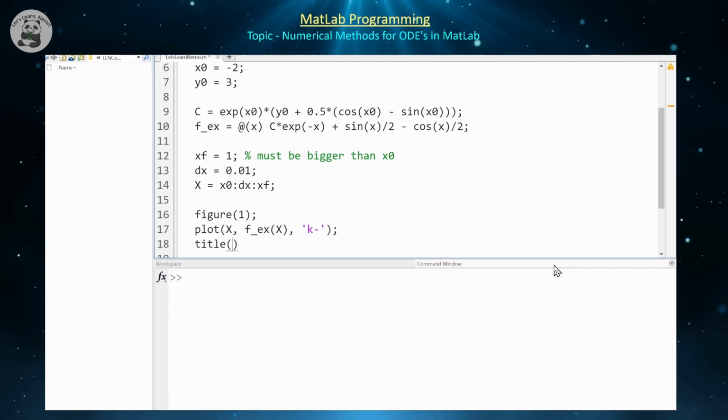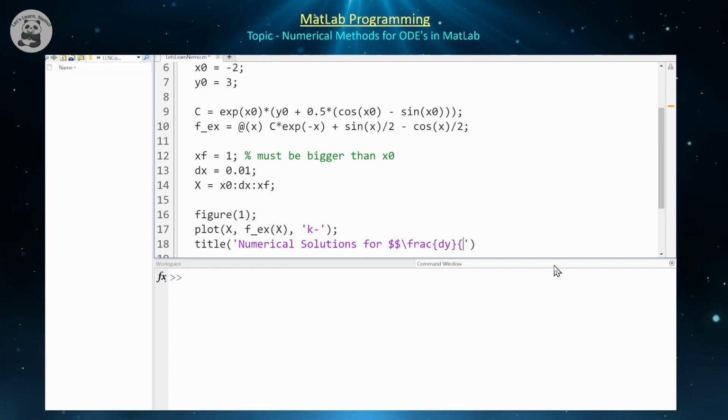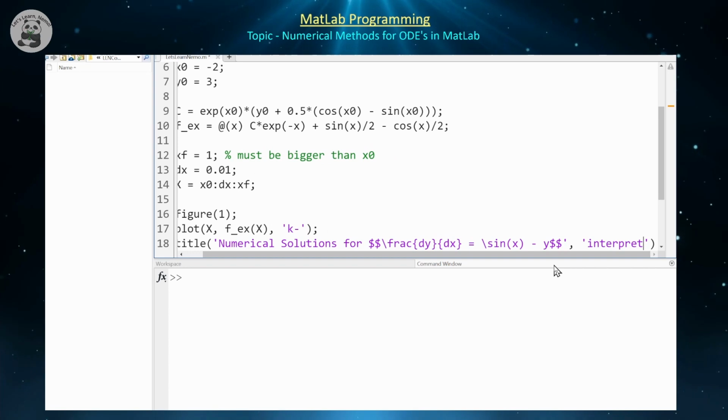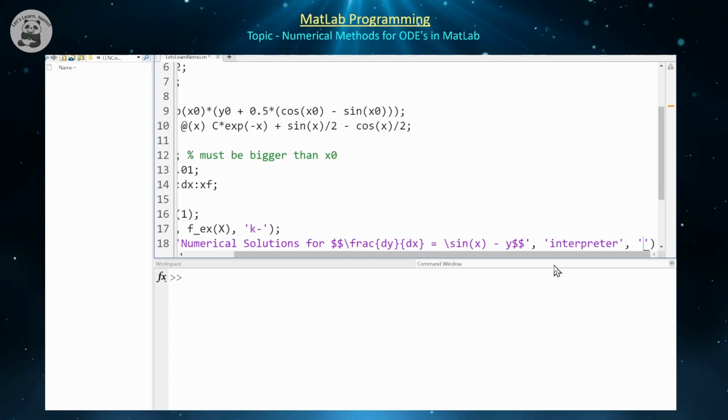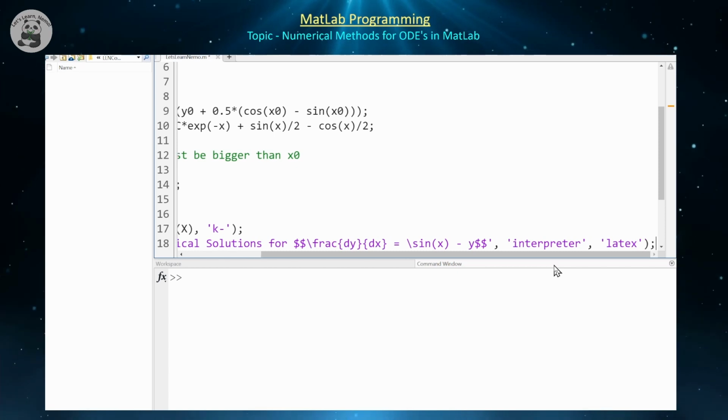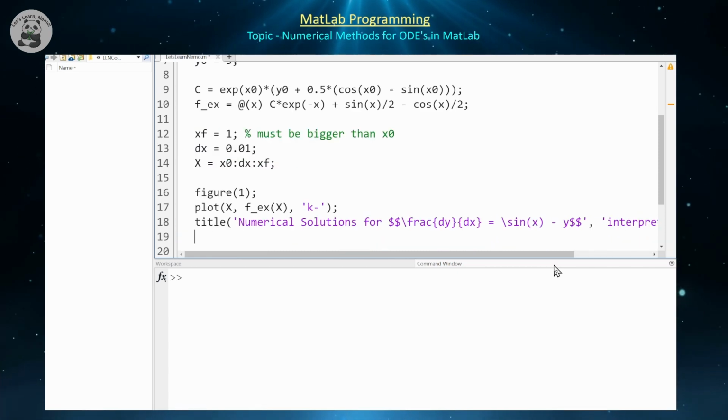Let's give a nice little title for our final graph, which is going to be numerical solutions for the differential equation dy over dx is equal to sine of x minus y. Right, so that's the differential equation we're solving, and the syntax that we're writing this in is, of course, LaTeX. Right, so that's going to give us our nice solution.